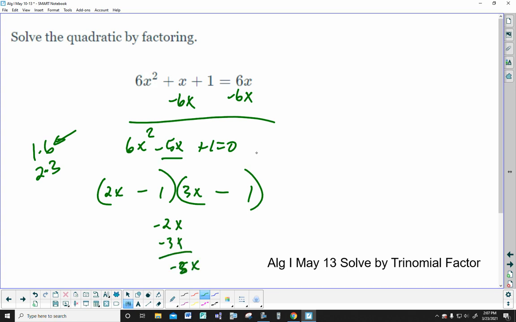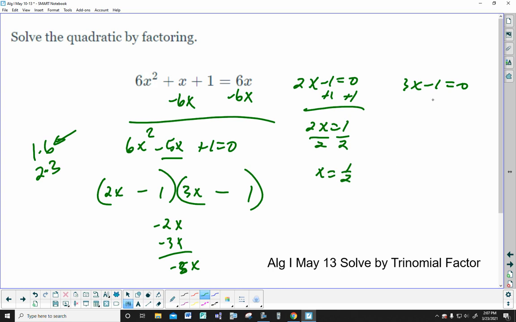There it is. So now you set both of these equal to 0. Add the 1, add the 1. 2x is equal to 1. Divide by 2, divide by 2. X is equal to a half. Add the 1, add the 1. Divide by 3, divide by 3. X is equal to 1/3.